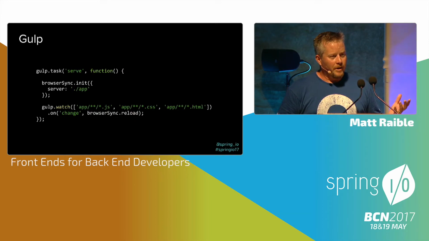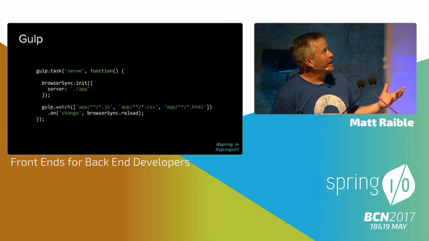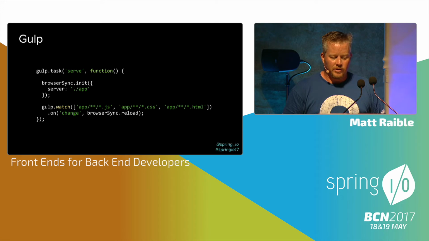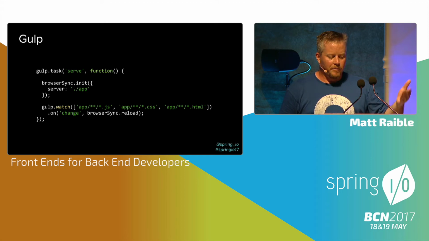So with Gulp, it kind of looks like Ant. You basically write tasks. For instance, here's how to do a serve with Browsersync, and you basically point it to where your files are, and then it watches for any changes in those files. If it happens, then it reloads them.